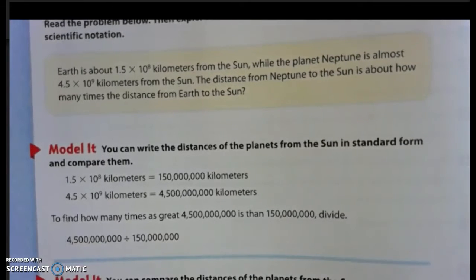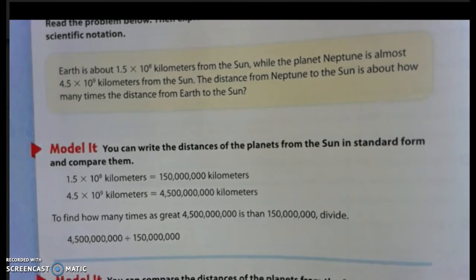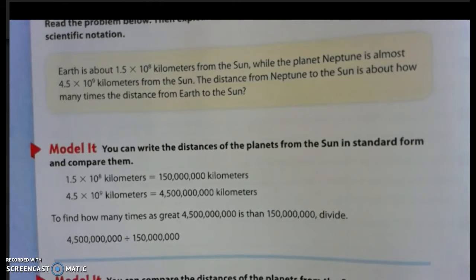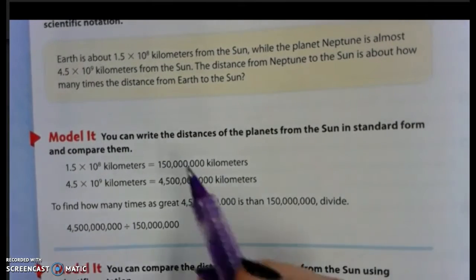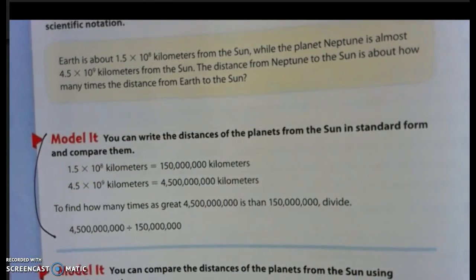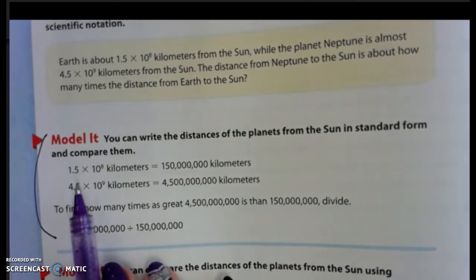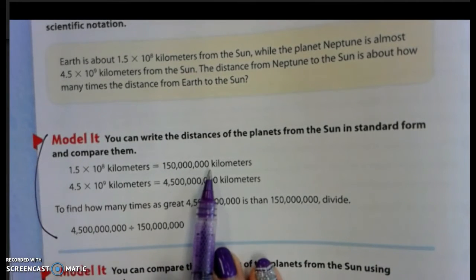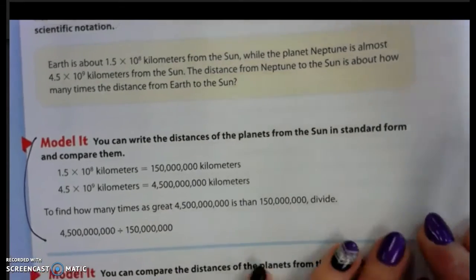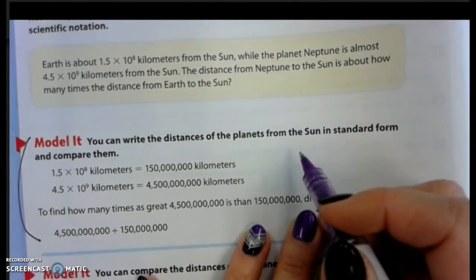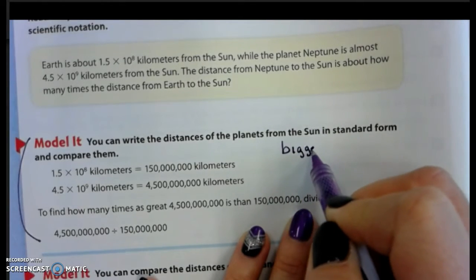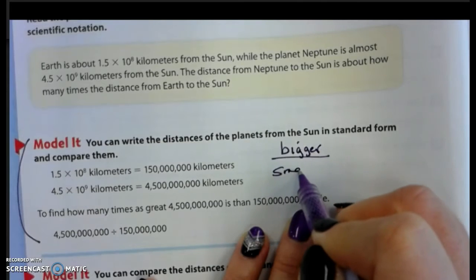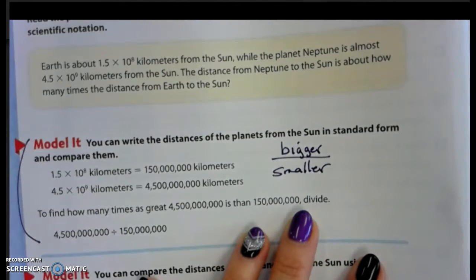Now, in the video, I gave you two options for working with numbers. You can compare them in scientific notation, or you can compare them in standard form. In the first part, in the model it, they're showing you these numbers in standard form. They've taken these scientific numbers and put them in standard form. Now, I also told you in the video that if you want to know how many times greater something is, you put the bigger number on top and the smaller number on bottom, and then you divide.